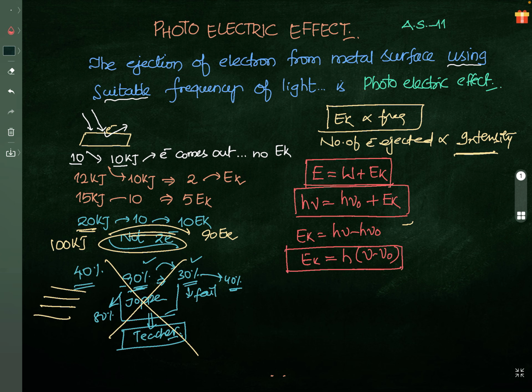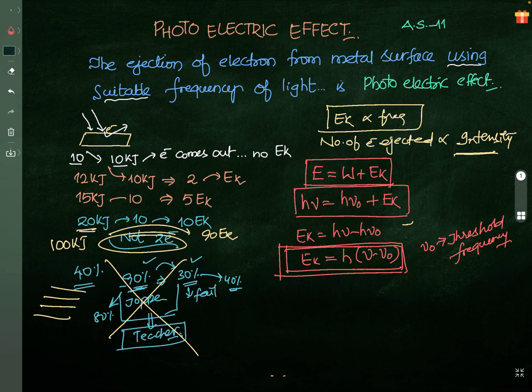Very regular questions you can expect from this formula, where nu naught is called the threshold frequency. In chemistry, whenever you get threshold, that means minimum required. Threshold frequency is the minimum frequency required to remove the electron. Kinetic energy is equal to h into (nu minus nu naught).